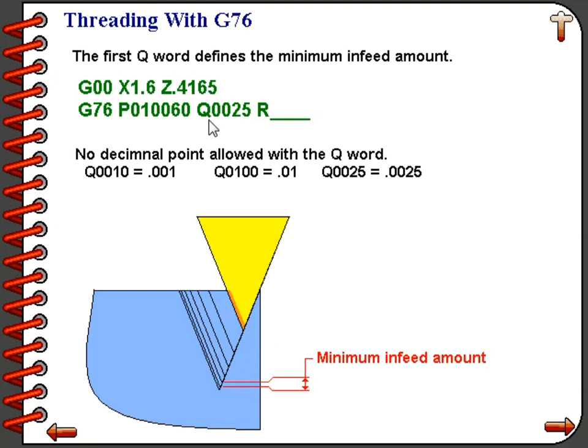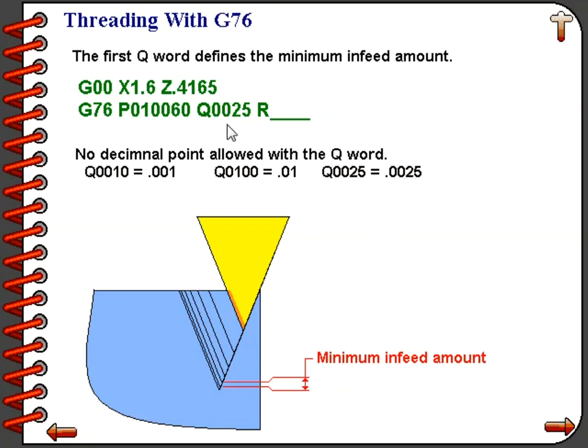us. The Q word does not allow a decimal point, so we would have to program it as if it were 4 decimal places of precision. In other words, a Q value of Q0010 would be equal to 1/1000th of an inch. Q0100 would be equal to 10/1000ths of an inch, and so on. But all we're really doing is specifying a minimum infeed amount. A value that we found that can get you started or pretty close would be 2.5/1000ths.